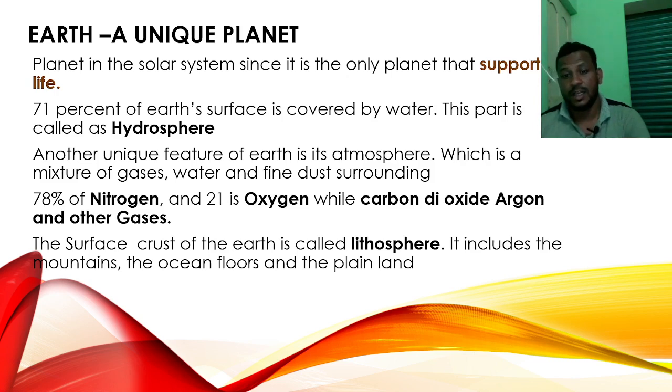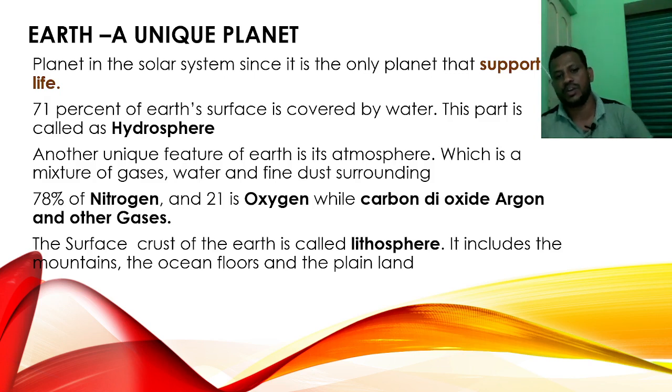Another property of the earth is that 71% of the earth's surface is covered by water. This water-covered area is known as the hydrosphere. Hydro means water, so the water-covered area is known as the hydrosphere.